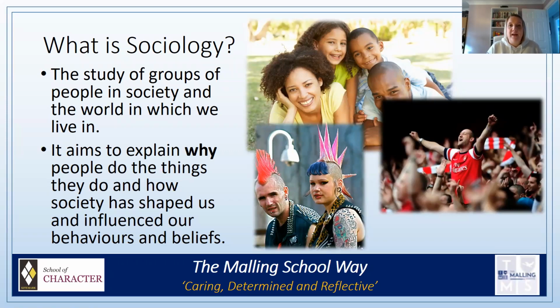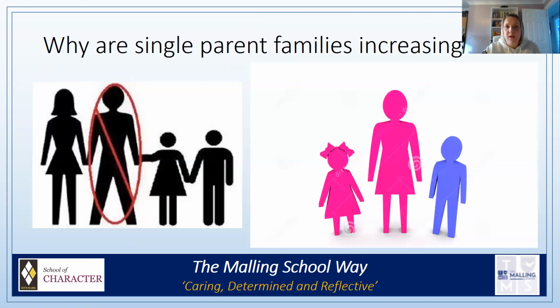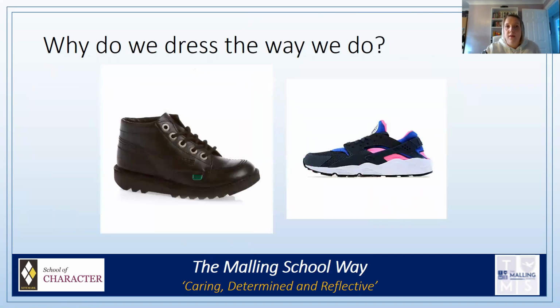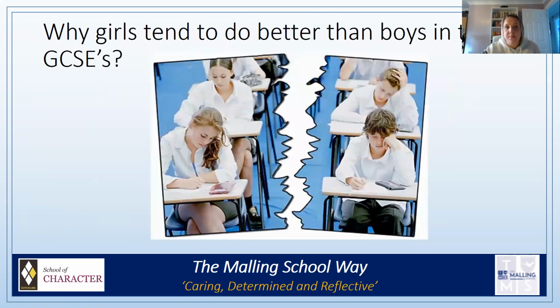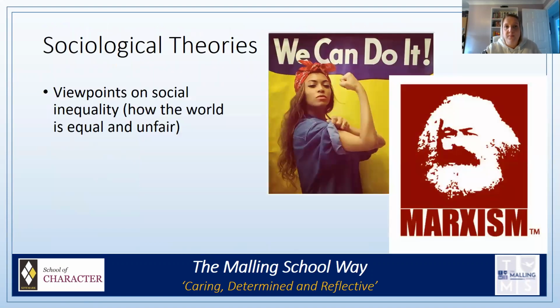From when we're young until when we are adults, how does society influence what we do as we grow up? So what sort of things might we look at? Why do some young people join gangs? Why are single parent families increasing? Why do we dress the way we do? Why do girls tend to do better than boys in GCSEs? Why do men commit more crime than women?